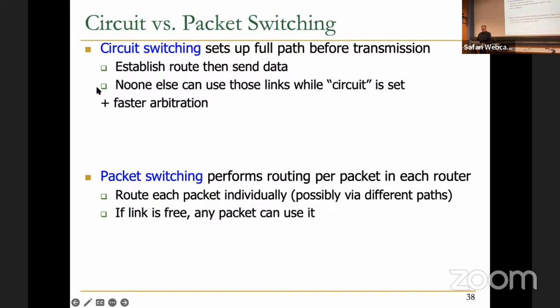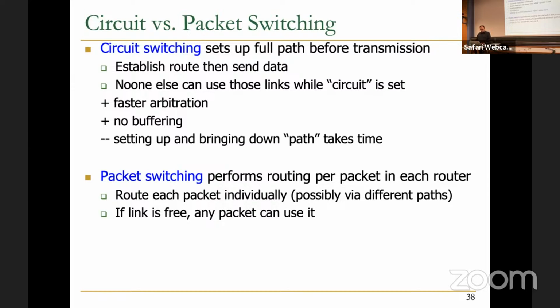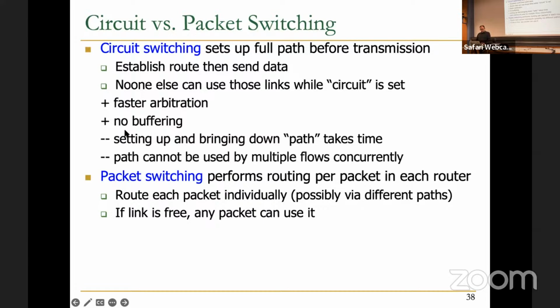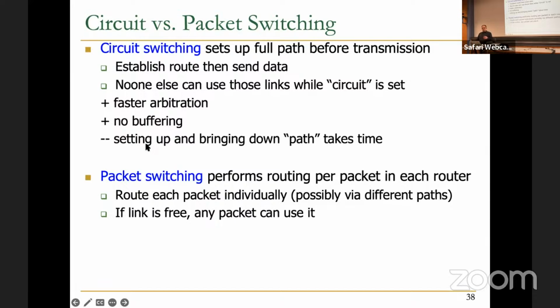Of course, circuit switching has faster arbitration. You don't necessarily need buffering, although you might need some buffering when you want to establish the path. But after that, you don't need buffers. However, setting up and bringing down paths takes time. That's why circuit switching is very good when you want to transfer a lot of data from a source to a destination. Many prior works use circuit switching for streaming accesses, for example.